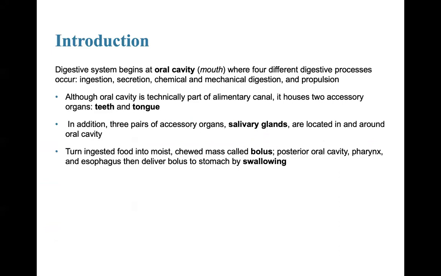Although the oral cavity is technically part of the GI tract, it houses two accessory organs, the teeth and the tongue. In addition, three pairs of accessory organs, the salivary glands, are located in and around the oral cavity. These structures will turn ingested food into a moist chewed mass called a bolus. The posterior oral cavity, pharynx, and esophagus then deliver the bolus to the stomach by swallowing.